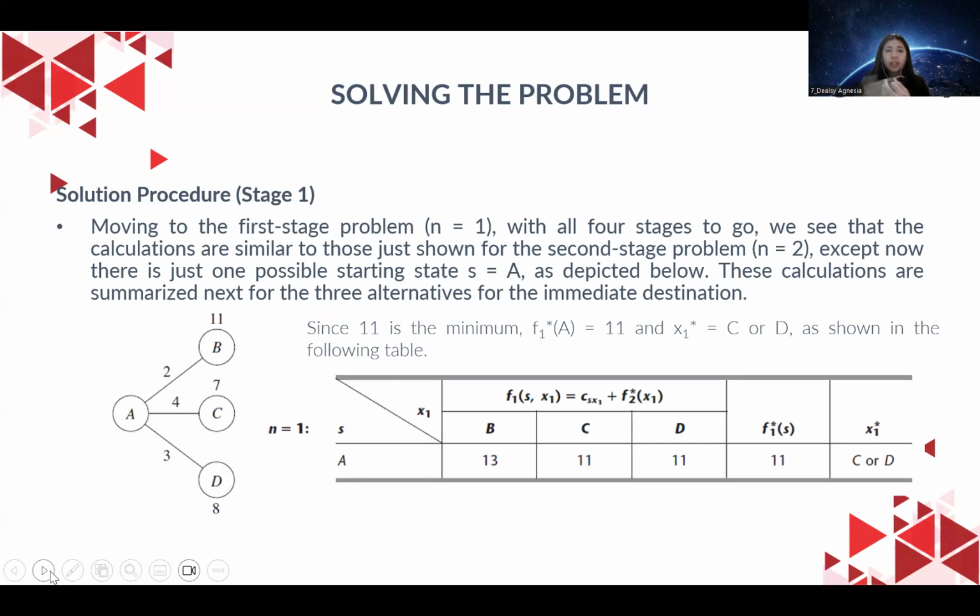Finally, we solve the problem for stage 1, where the traveler has all 4 runs left, starting from state A to state B, C, or D. The optimal choice is to go to state C or D, because they have the same total cost of 11. This is the minimum total cost for the entire journey.